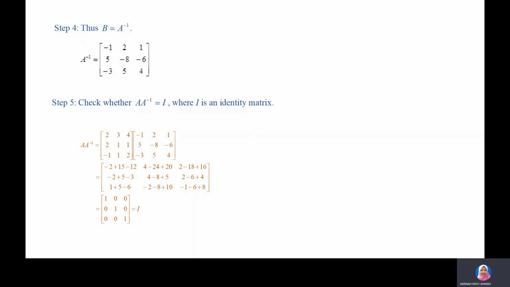Okay, step 4, the B is actually the inverse, and we can check finally if we have matrix A times matrix inverse A equal to identity. So we know that this is our inverse.